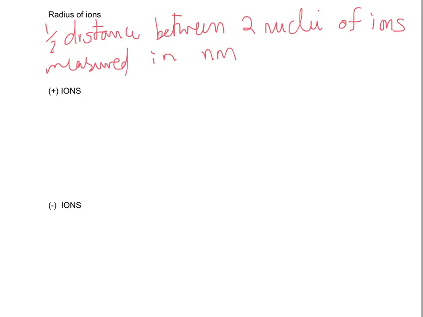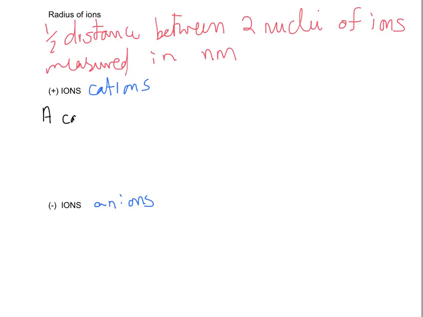So we have two different kinds of ions. Remember, positive ions are called cations, and negative ions are called anions. Remember, cats have paws, so cations are positive. Here we're not really comparing between different elements. We're more comparing between an element, a neutral atom, and its ion.